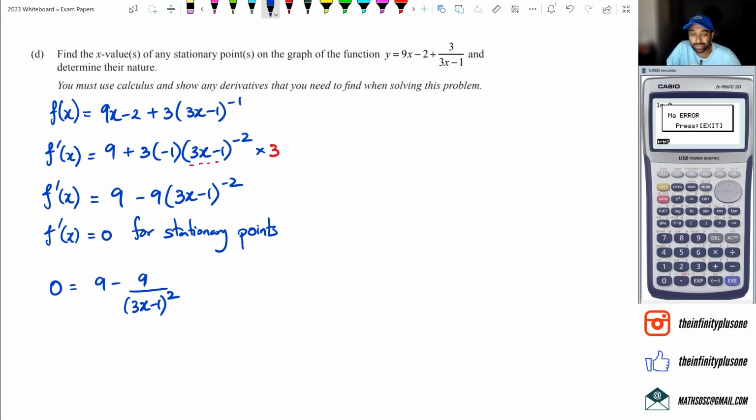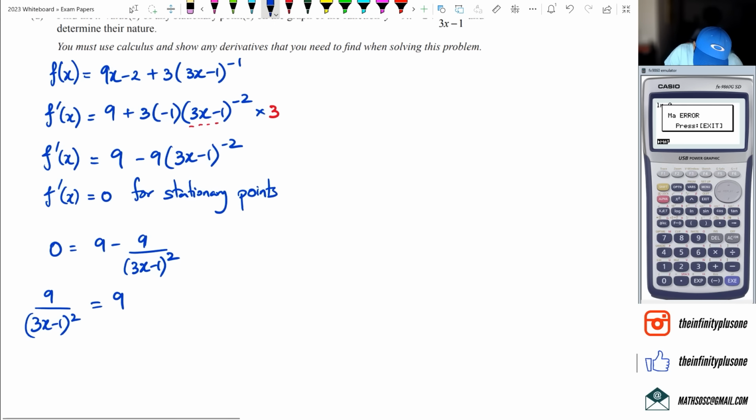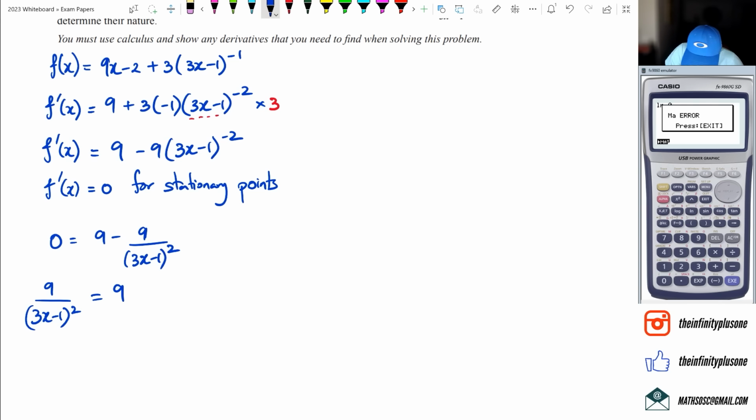I'm just going to bring it down to the denominator because it's easier, because then I can rearrange this as 9 over (3x minus 1) squared equals 9. Cross multiply, or actually I might just do this: 9 divided by 9 equals (3x minus 1) squared.